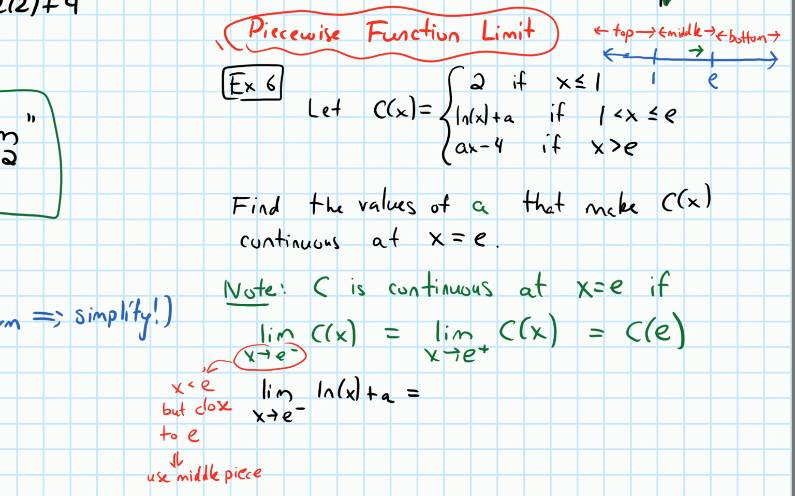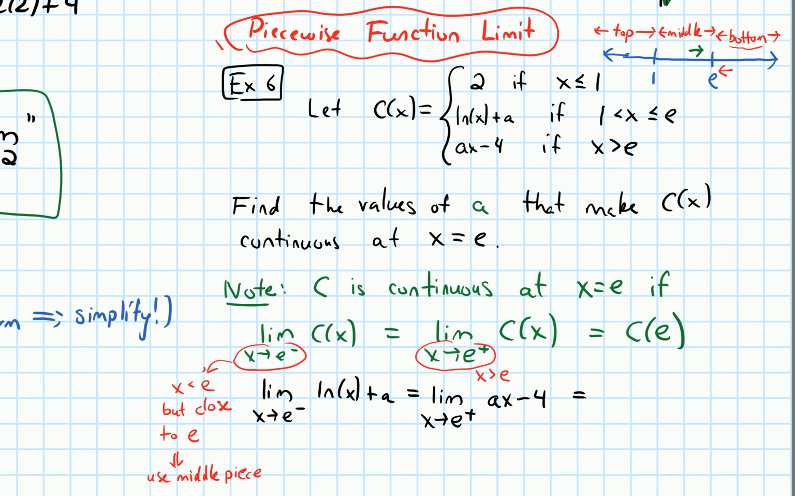Let's do the same thing for this limit as x approaches e from the right. Let's determine what piece we're going to use. If x is approaching e from the right, that means that x is greater than e, and that can only mean one possible piece. It's going to be the bottom piece. So on this side, it's the bottom piece. Let's go ahead and write the bottom piece, which is ax minus 4.